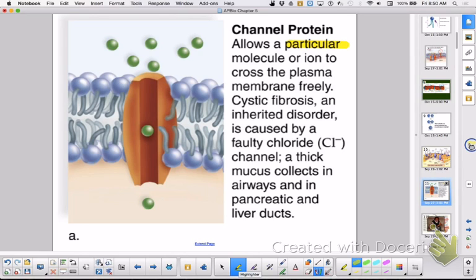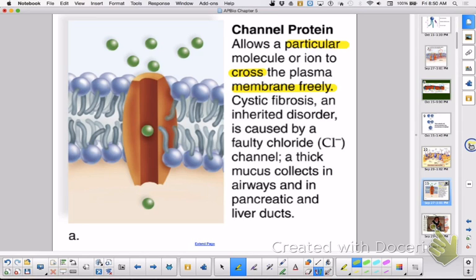And then they can cross it whenever they want. Like they can cross straight through the membrane into our cell. Cystic fibrosis. Okay. So on your group shared notes, allows a particular molecule to cross. What do you need to put there?